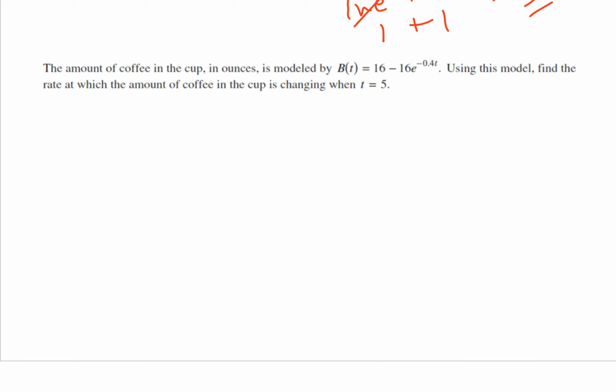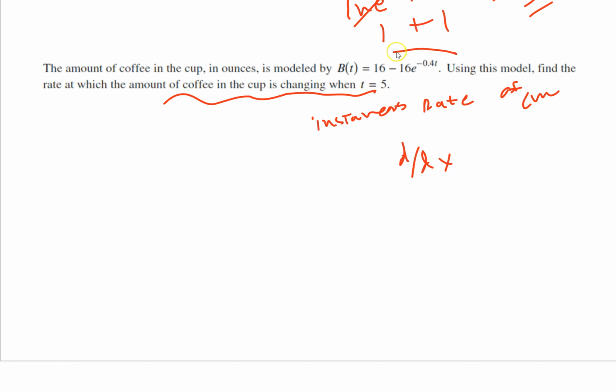The amount of coffee in a cup in ounces is modeled by B of t equals 16 minus 16 e to the negative 0.4 t. Use this model to find the rate at which the coffee is changing when t equals 5. So we want to find the rate at which the coffee is changing at t equals 5. We only want to know how fast it's changing at 5. That's the instantaneous rate of change. If that word sounds familiar, it's because it is. It's the derivative. So anytime I want to figure out how something is moving or changing at a certain time, it's called the instantaneous rate of change. That's just a derivative. So we're going to take a derivative of this and then plug in 5.